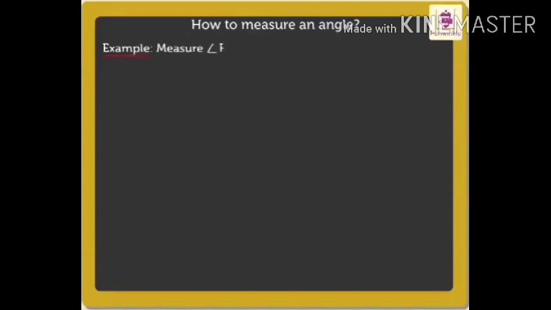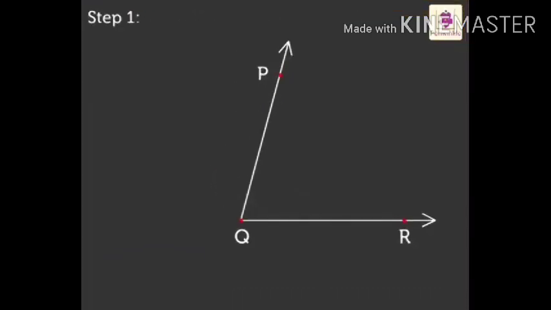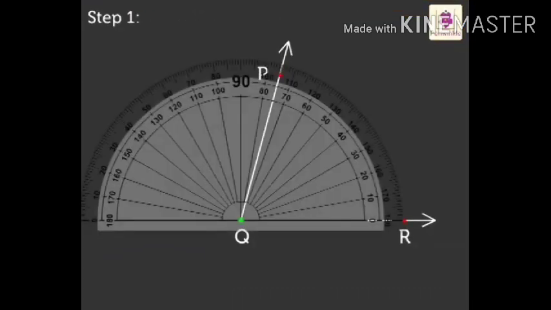Measure the angle PQR. To measure an angle, we need to follow a 5-step process. Step 1. Place the central point of the protractor on the vertex Q of angle PQR. Step 2. Ensure that the 0 degree line coincides with one arm, say ray QR.